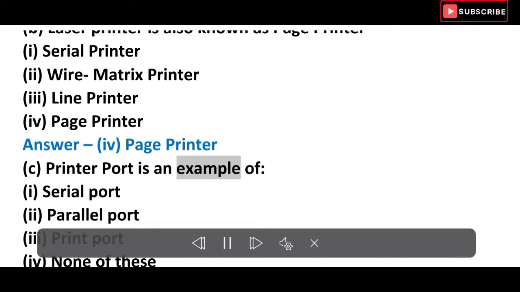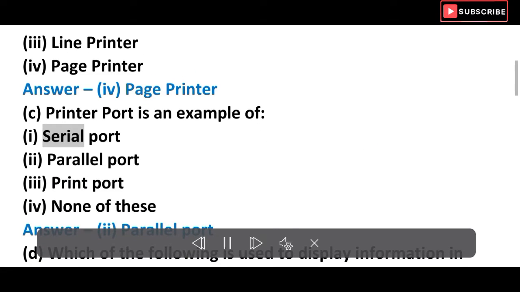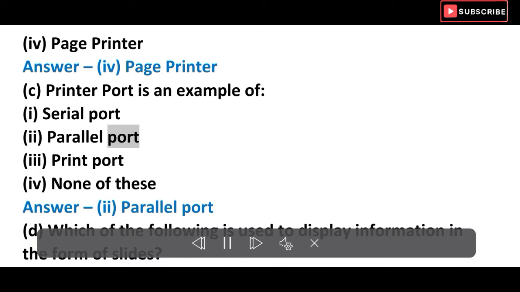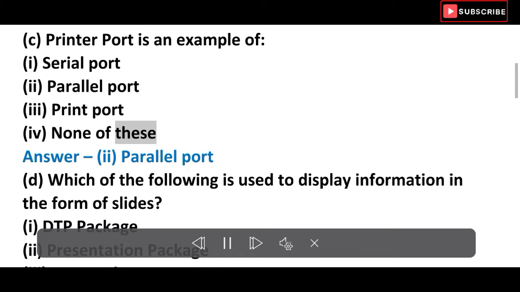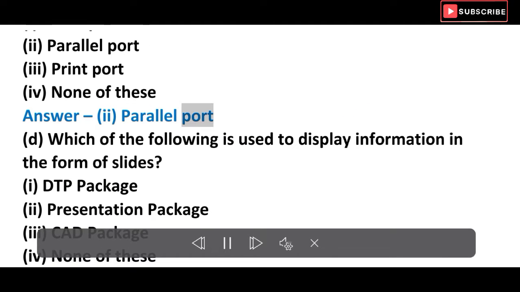C. Printer port is an example of. I. Serial port. II. Parallel port. III. Print port. IV. None of these. Answer: II. Parallel port.